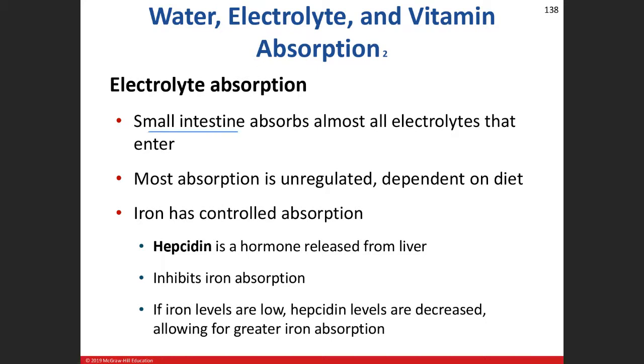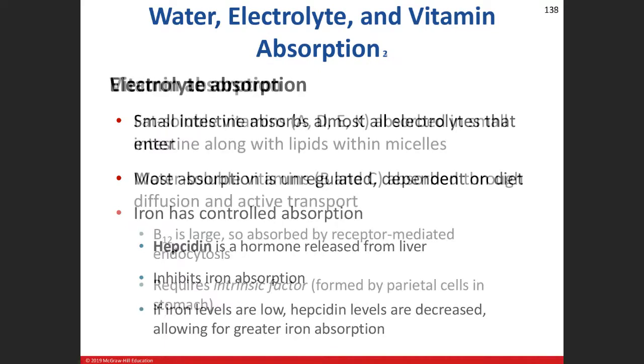Electrolyte absorption is mainly in the small intestine. The large intestine does also, but we'll see with iron that it has a regulated amount of absorption depending on levels of iron in circulation and in your body. We have this hormone, hepcidin, which comes from the liver. If there are high levels of iron in the body, then the level of hepcidin will increase because it inhibits the absorption of iron. If there are low levels of iron, we'll have low levels of hepcidin.